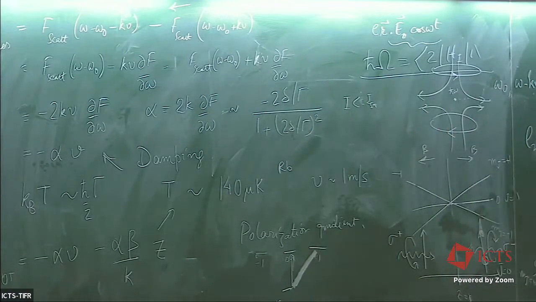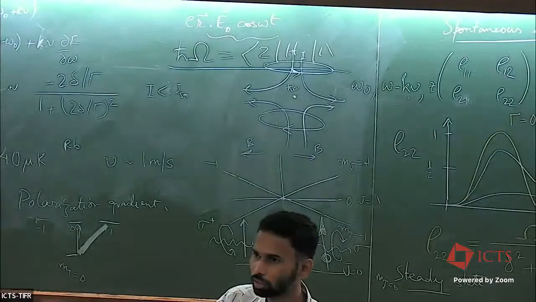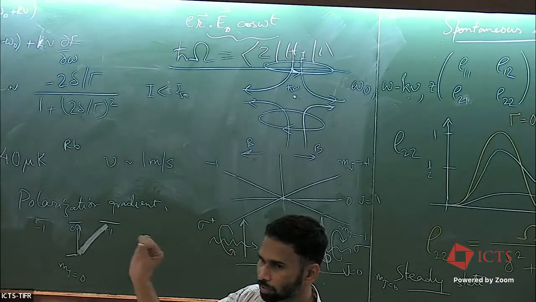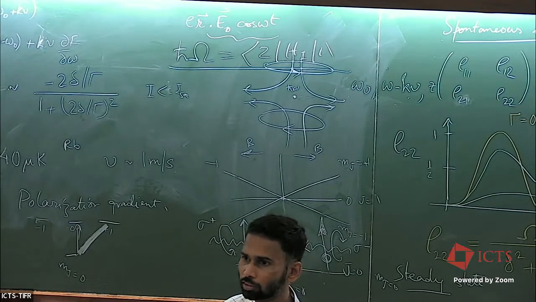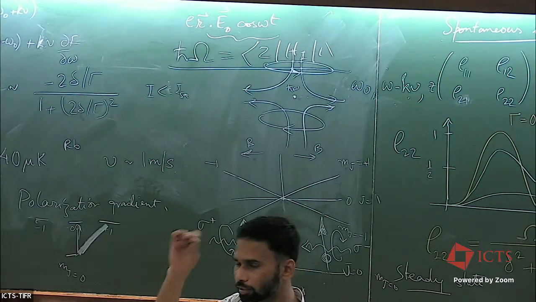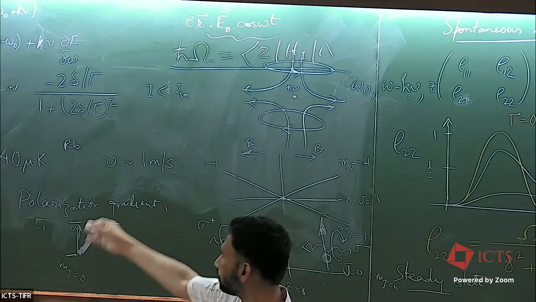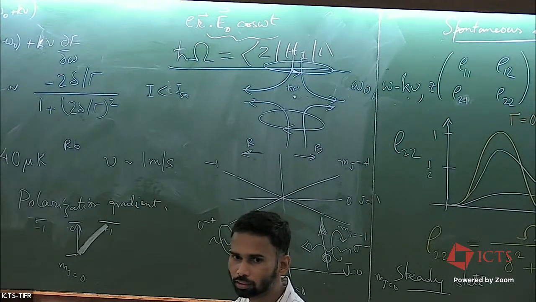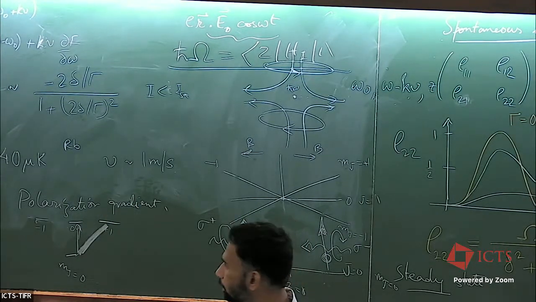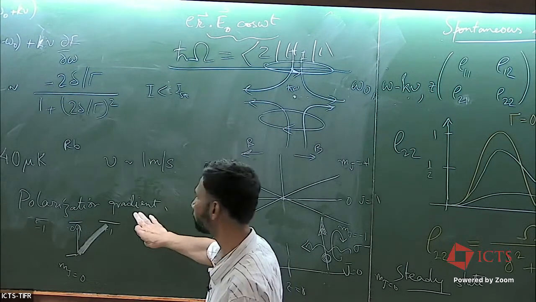But ultimately, as somebody had asked, what is the ultimate limit? It is this recoil limit, where you cool enough that the energy imparted by a single photon matters. It turns out you can go very, not really close, but you can do better than this, somewhere between this and that single photon recoil limit. And the way this works is because of polarization gradient.